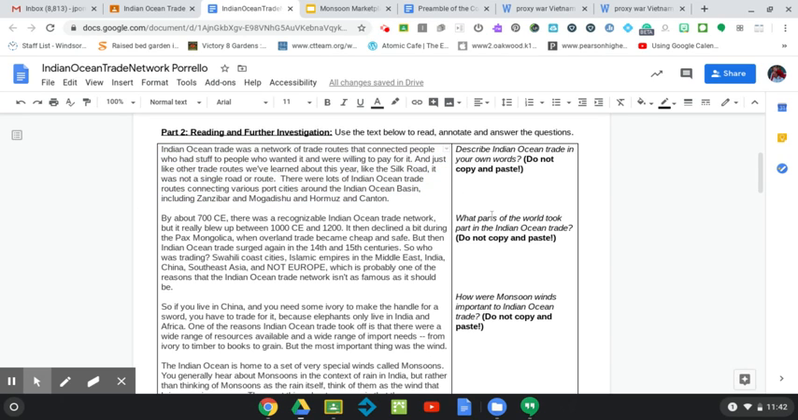And what we want to answer here is what parts of the world took part in the Indian Ocean trade? So by about 700 CE, which is just a fancy way of saying AD, there was a recognizable Indian Ocean trade network, but it really blew up between 1000 CE and 1200. It then declined a bit during the Pax Mongolica when overland trade became cheap and safe, but then Indian Ocean trade surged again in the 14th and 15th centuries.